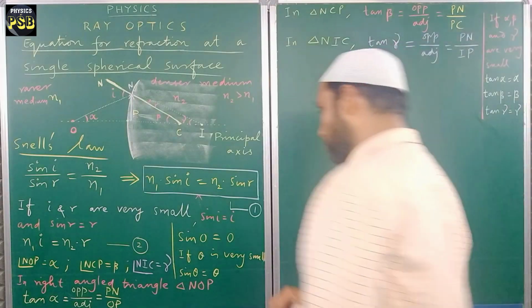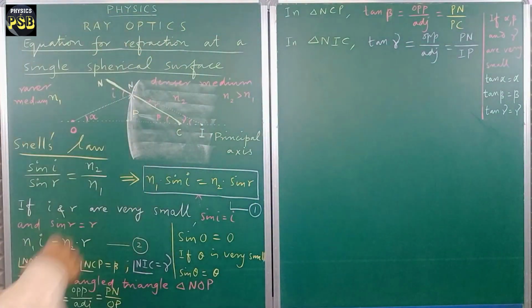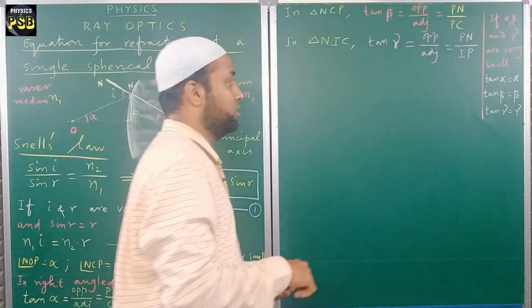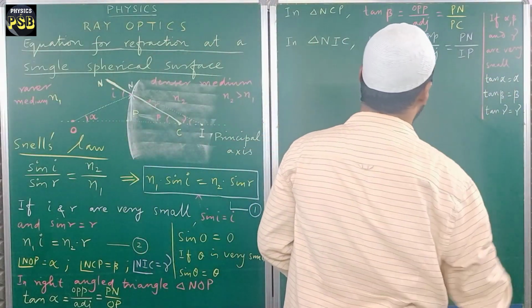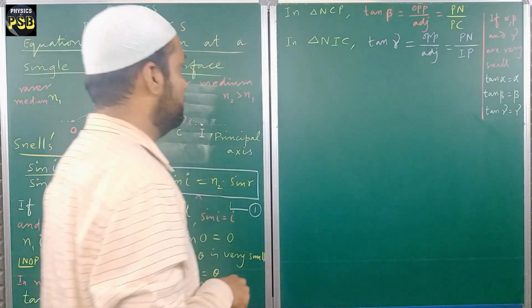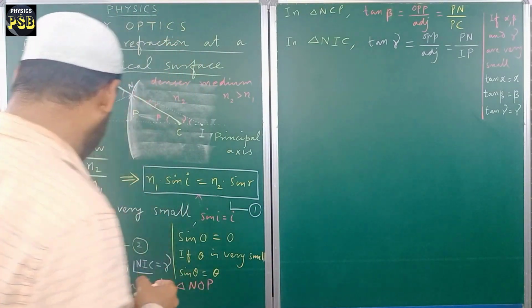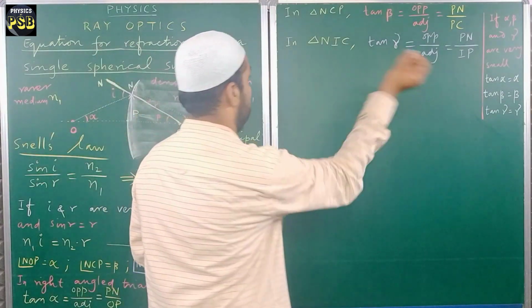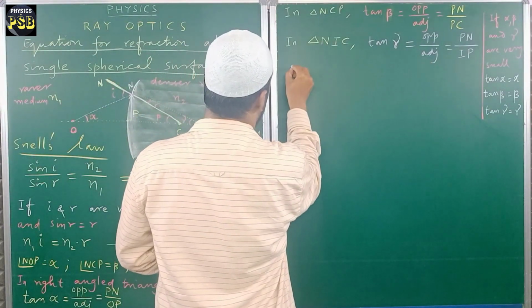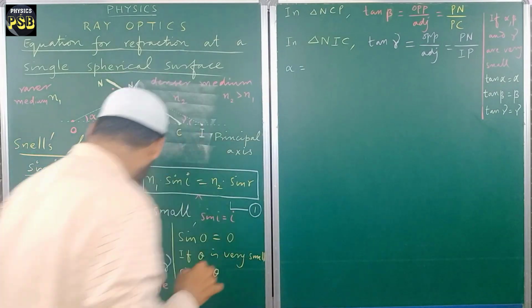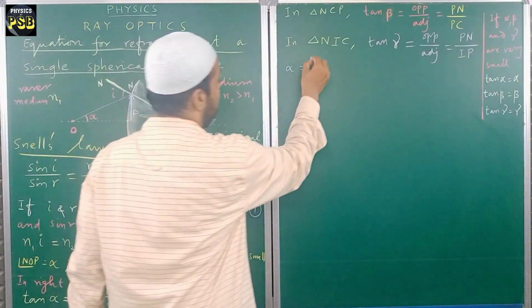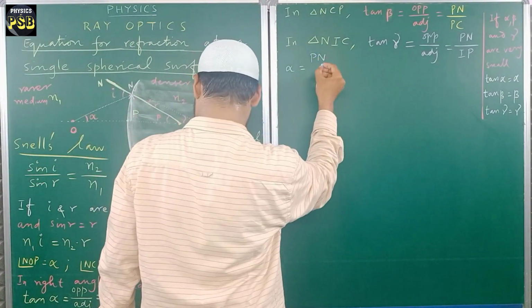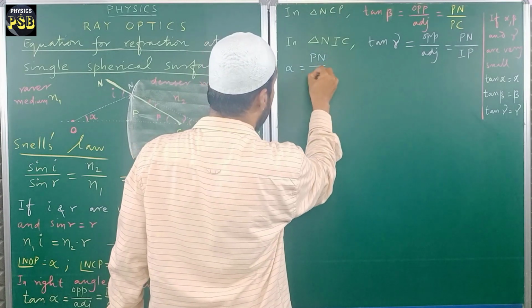Understand? Now, I'm going to substitute these three values in the equation. So, in the place of tan alpha, I will take just alpha. So this equation provides us that tan alpha becomes alpha. So alpha is equal to Pn upon OP.